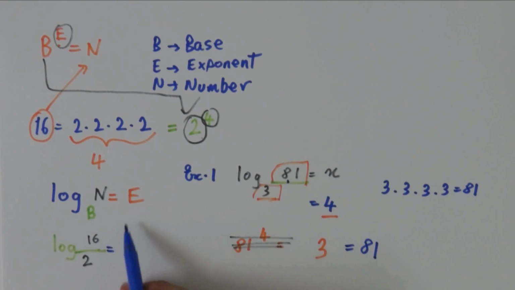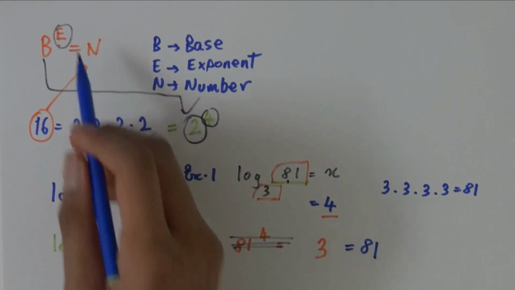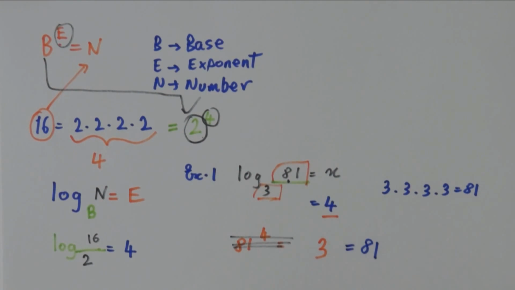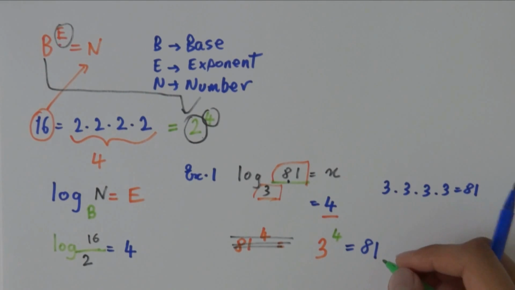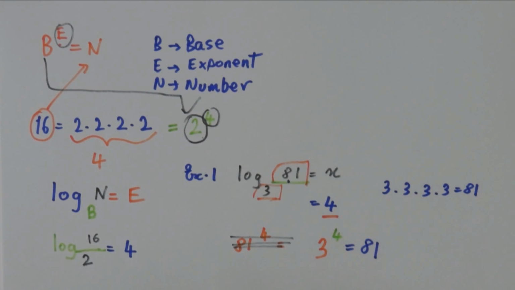And what's the exponent? It should get raised to this number. So let's put that here, 4. So 3 power 4 is equal to 81. Let's try one more example.